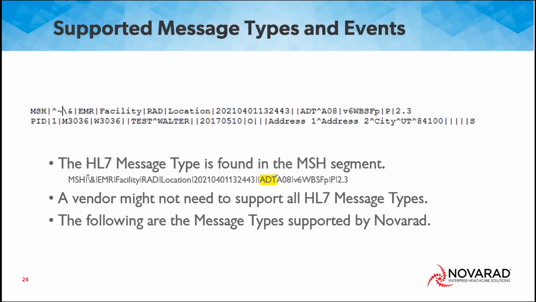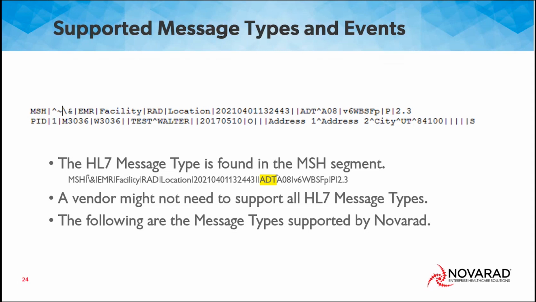So the HL7 message type, what the message is supposed to be doing, is found in that first line. And if you look over to the right, you'll see the letters ADT. So ADT means that whoever receives this message is supposed to do something with patient information. That ADT stands for admit, discharge, and transfer, and it's all patient-related information.